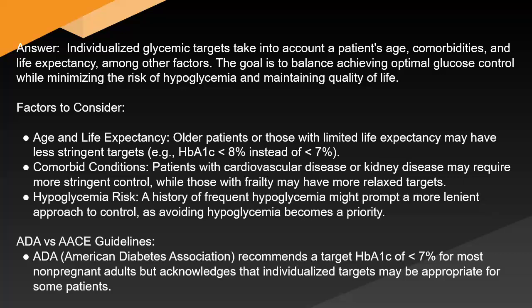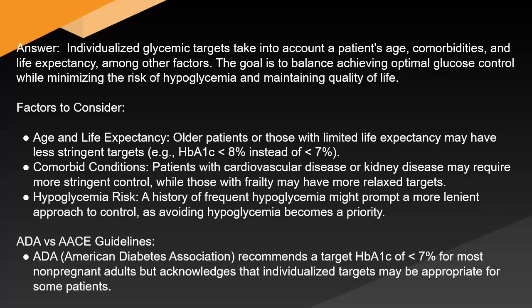Factors to consider: age and life expectancy. Older patients or those with limited life expectancy may have less stringent targets, e.g., HbA1c 8% instead of 7%. Comorbid conditions: patients with cardiovascular disease or kidney disease may require more stringent control, while those with frailty may have more relaxed targets. Hypoglycemia risk: a history of frequent hypoglycemia might prompt a more lenient approach to control, as avoiding hypoglycemia becomes a priority.